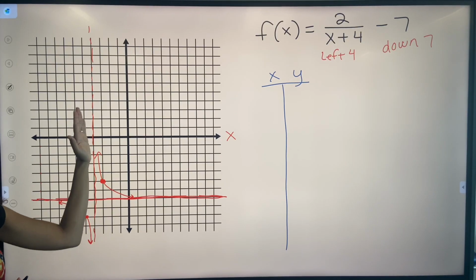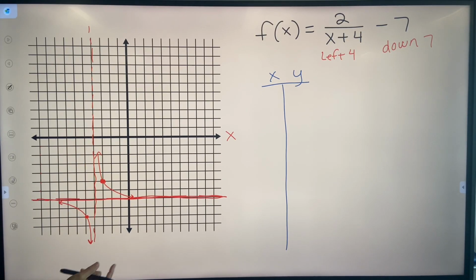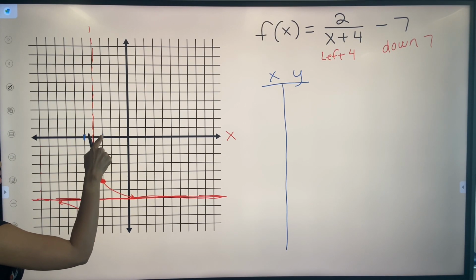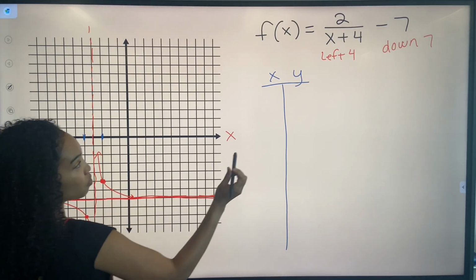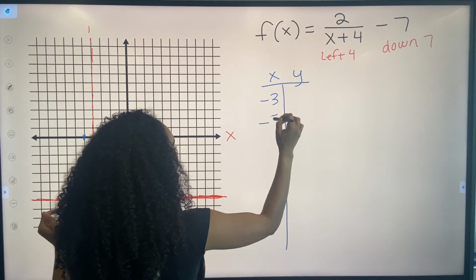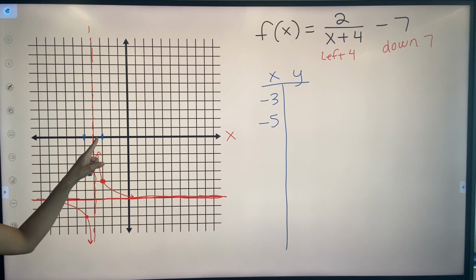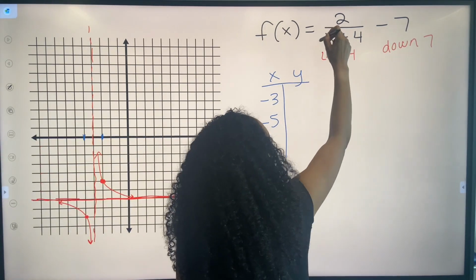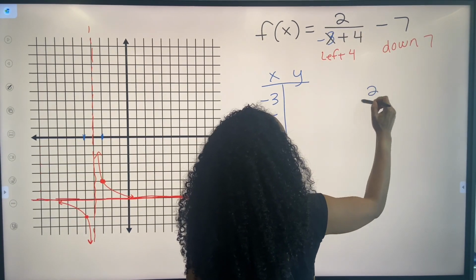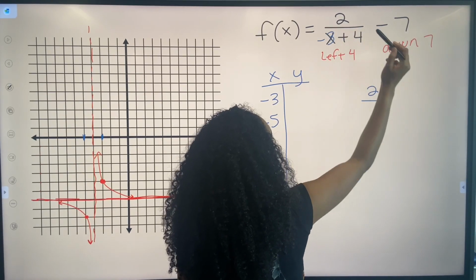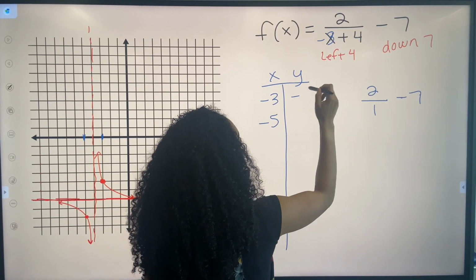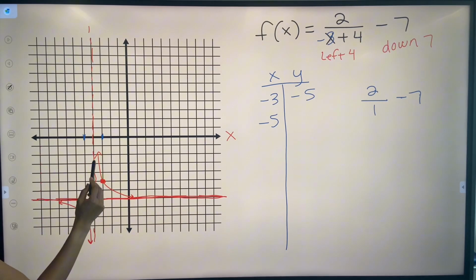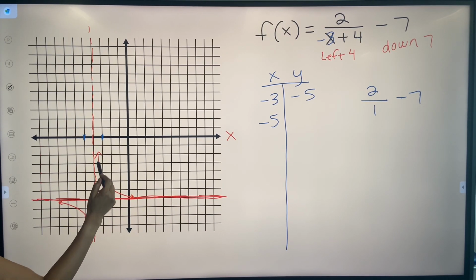So your asymptote is at x equals -4. Choose right here and right here, -5 and -3. So if I plug in -3 and -5, let's see what happens. If I plug in a -3 here, I'll get 2 over -3 plus 4 is 1, and 2 minus 7 is -5. So notice, there is my point at -3, -5.